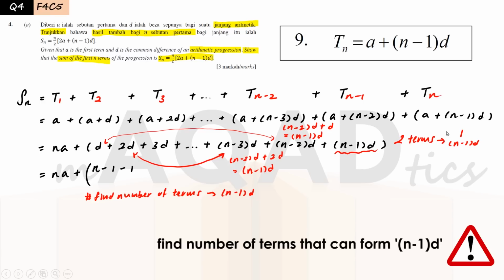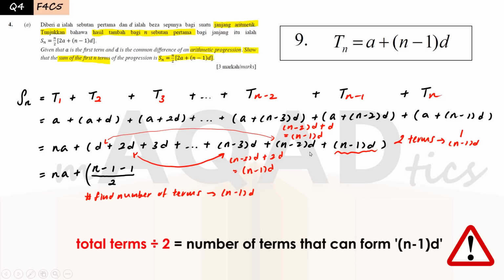And just now we have said that for every two terms, it will form 1 n minus 1d, right? So the number of terms, or the total values that we can get n minus 1d, is dividing with 2 from the total terms here. Right? Because again, every two terms, it will form 1 n minus 1d. So the total terms here is this, n minus 1 minus 1. So divide by 2, I can get the number of n minus 1d's.